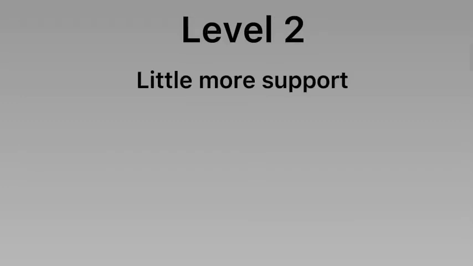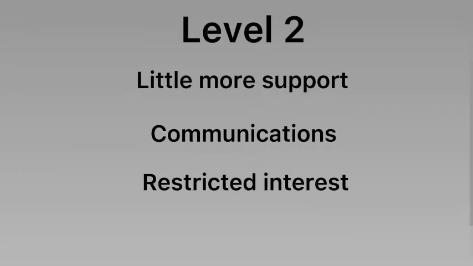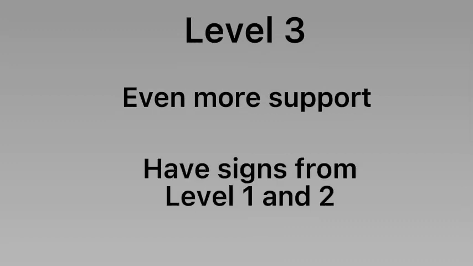Level 2 is known as the mild range level. In this level, people will need a bit more support and help with verbal communication, having restricted interests, or exhibiting frequent repetitive behaviors. Level 3 is the highest level of the spectrum. Those on this level will need substantial support. They experience the same signs associated with level 1 and level 2.